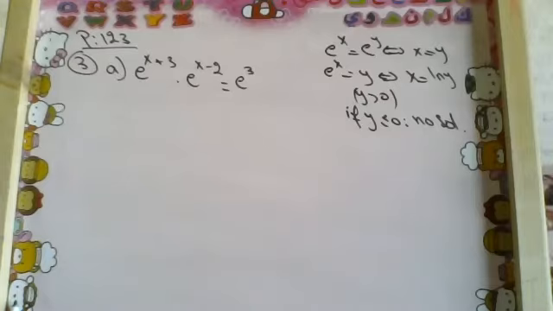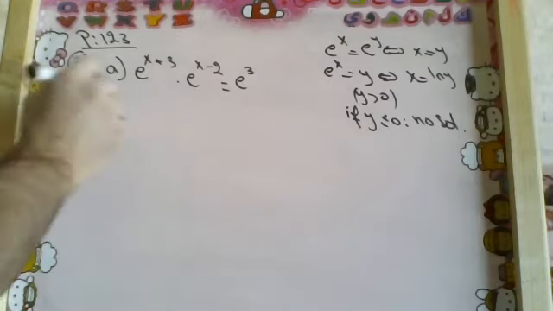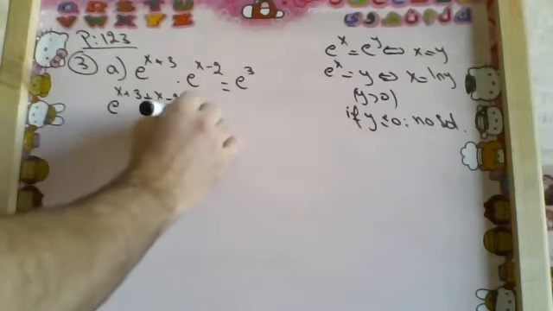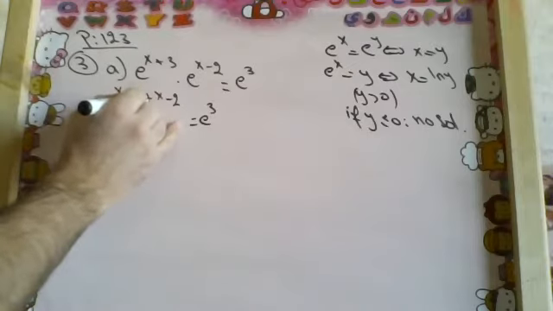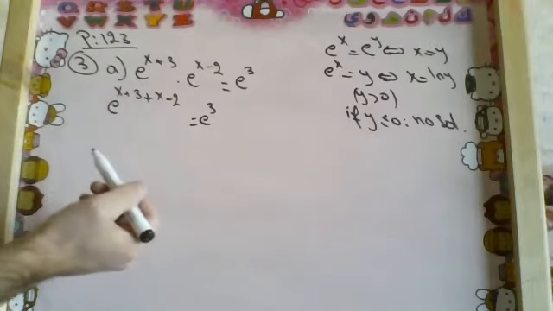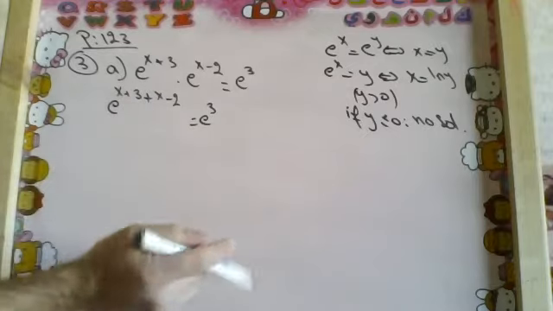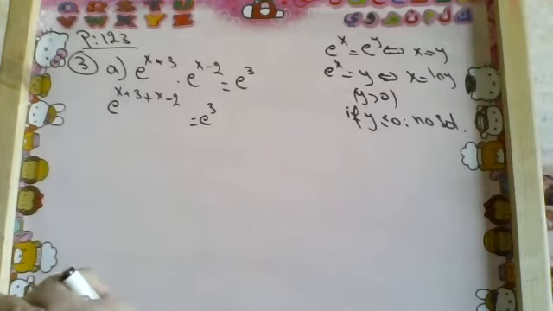Is it e power x plus 3 plus x minus 2, just between parentheses, both of them? There's no need. e power x plus 3 plus x minus 2 is equal to e to the power 3. No need to put brackets here, Yusuf, because you have addition. If you have multiplication or subtraction, I meant each one on its own. I'm telling you there's no need.